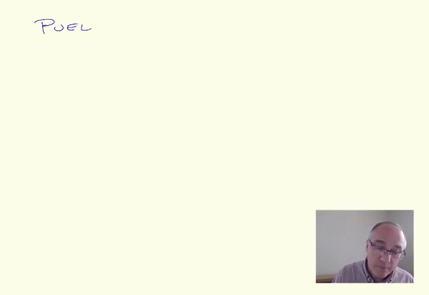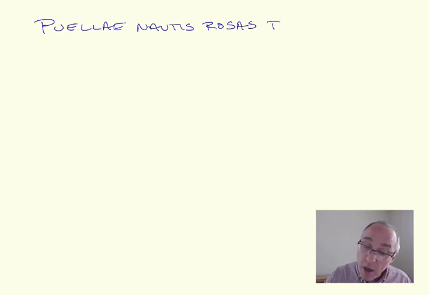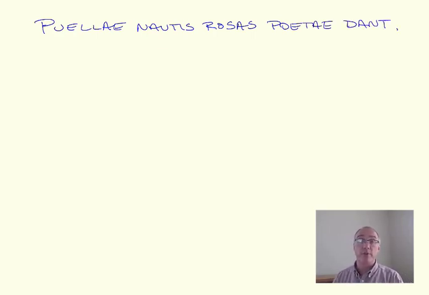Puellae, nautis, rosas, poetae, dant. Okay, let's read it all the way through. Puellae, nautis, rosas, poetae, dant. Alrighty, don't know what to do with it. That's fine. What do we do? Run to the end of the sentence and find the verb. That's fine. Dant, there's my verb.